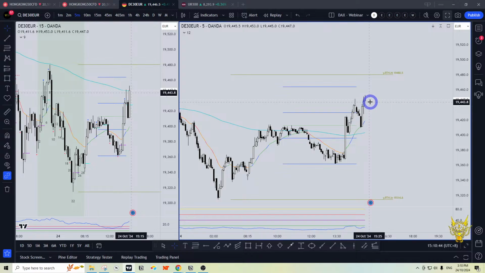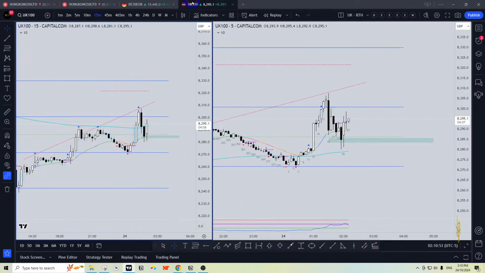Can't really buy DAX because we haven't really got a close above that high. So it's forcing you to buy where you don't want to buy, which is at the high without a close.